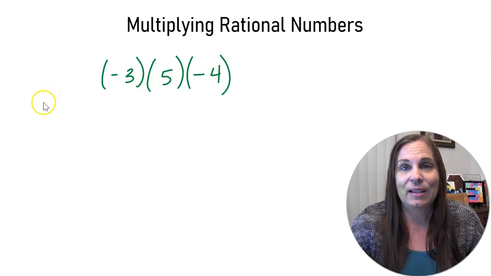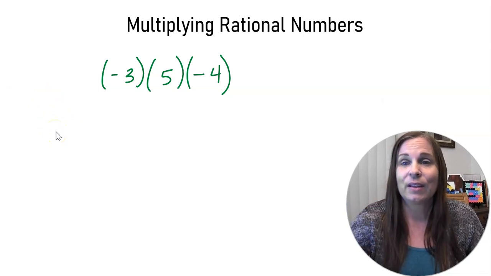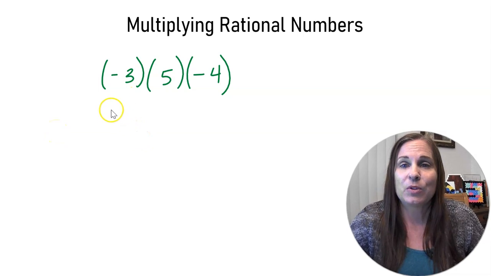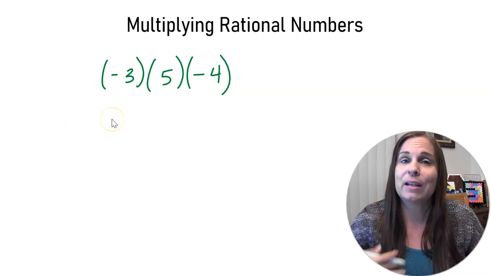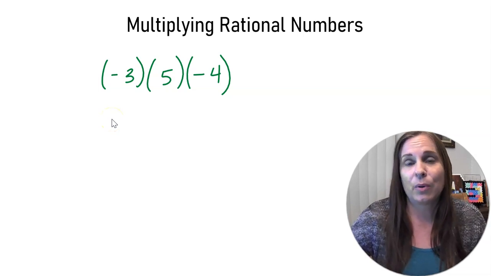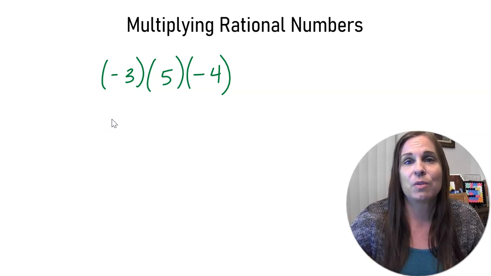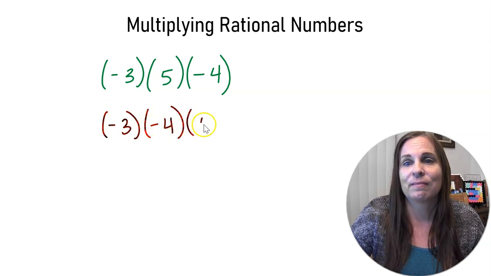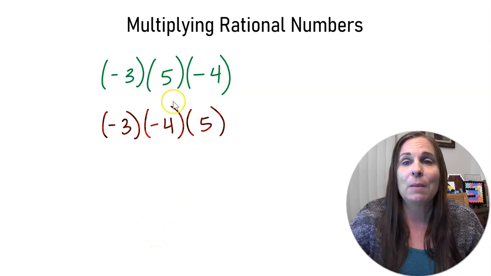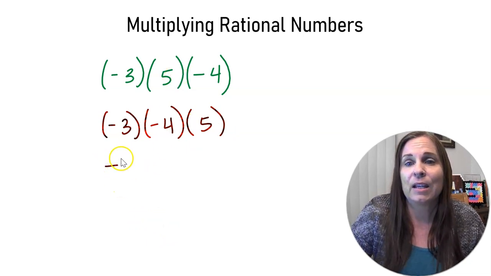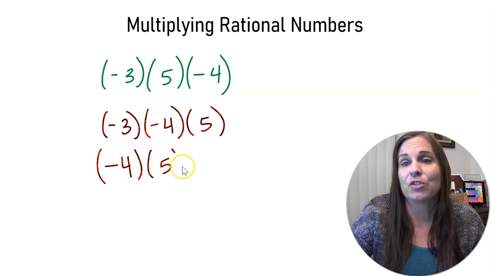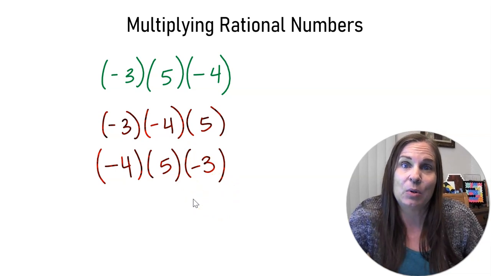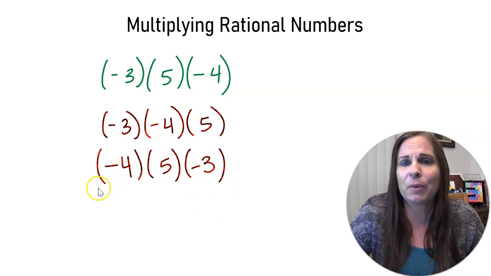All right, multiplying 3 numbers now. Anytime I multiply, I can multiply in any order. We looked at the commutative property with addition, but it also works for multiplication. So if I want to, I can multiply the 2 negatives first. Or maybe I want to multiply the -4 and the 5 first, because 4 times 5 is 20, and that would be easy to multiply times another number. I'm going to go with that.